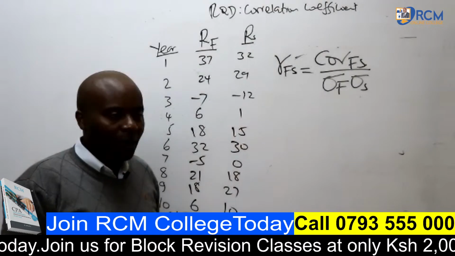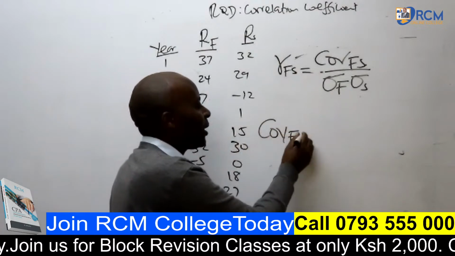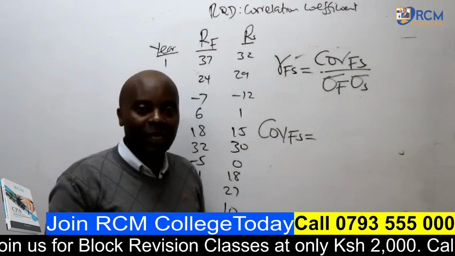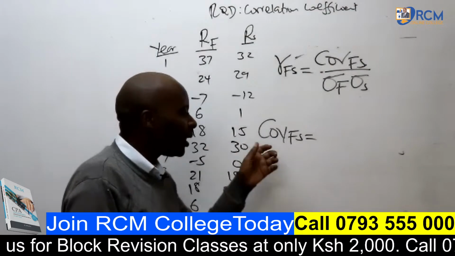Covariance means what here? The shared variance. Covariance between F and S. Before I give you the formula, is there any student who can remember this formula?